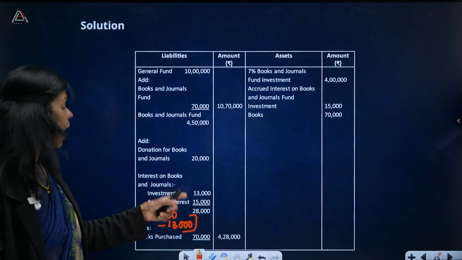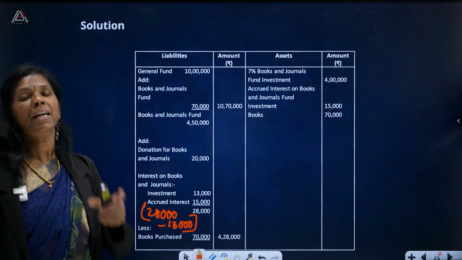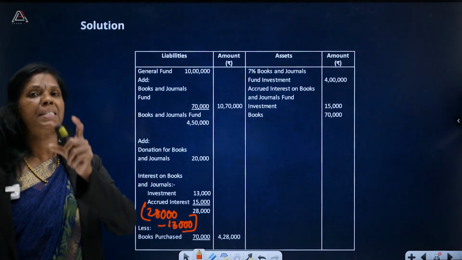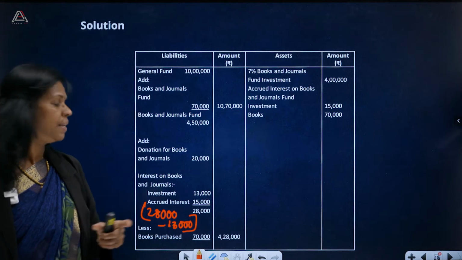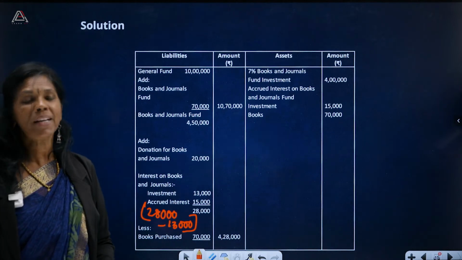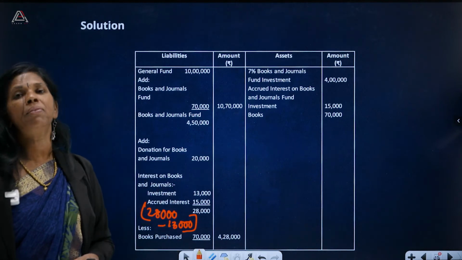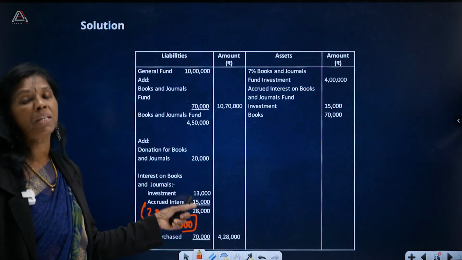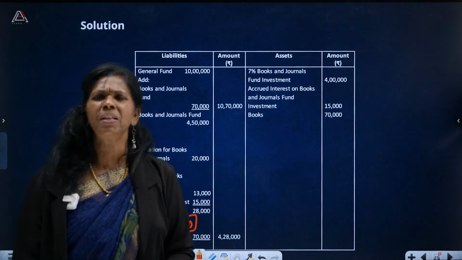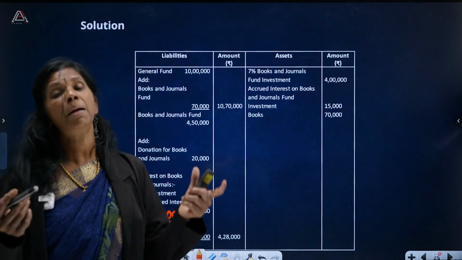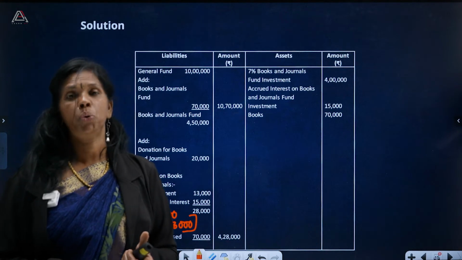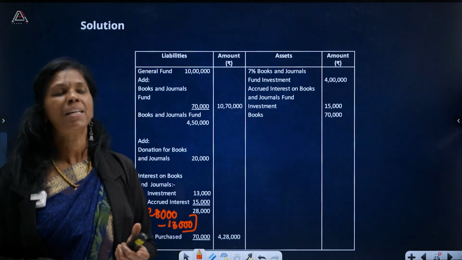Have you understood how this 28,000 came? That is, 4 lakh investment made in books and journals. 7%, that is the interest rate. So 7% of 4 lakh is 28,000. Out of that we received only 13,000. So the difference, that is 15,000, is the accrued interest. What is accrued interest? Have you any idea about accrued? An amount earned but not yet received. It is known as accrued. An amount earned but not yet received.